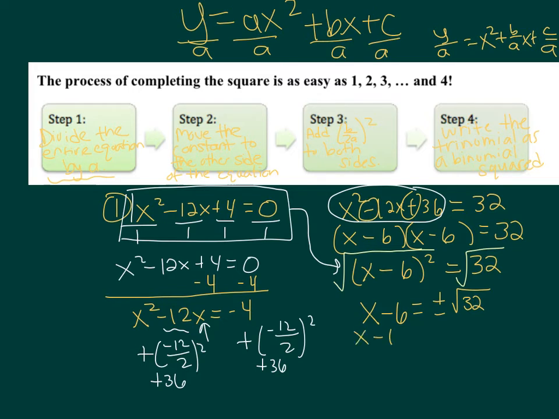But I need to break down that 32 because there's a 16 inside, so I'm going to break it down into square root of 16 times square root of 2. So x minus 6 will equal plus or minus 4 square roots of 2. And then I finish it off by adding 6 to the other side, so x equals 6 plus or minus 4 square roots of 2.